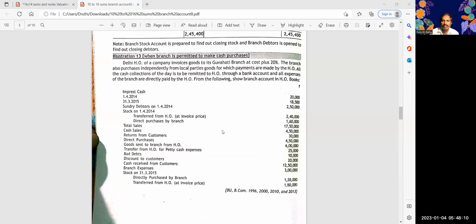There's financial accounting, under which branch accounts is the sub-chapter that I am trying to explain, and I hope everybody is learning and working hard. This is a very important revision.